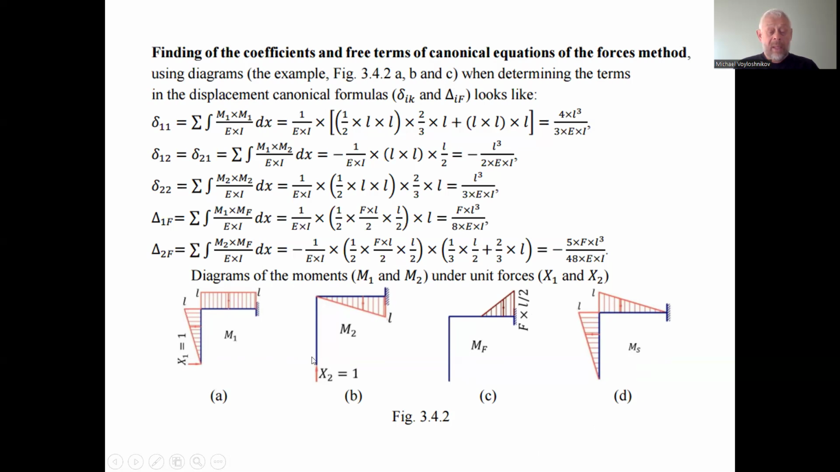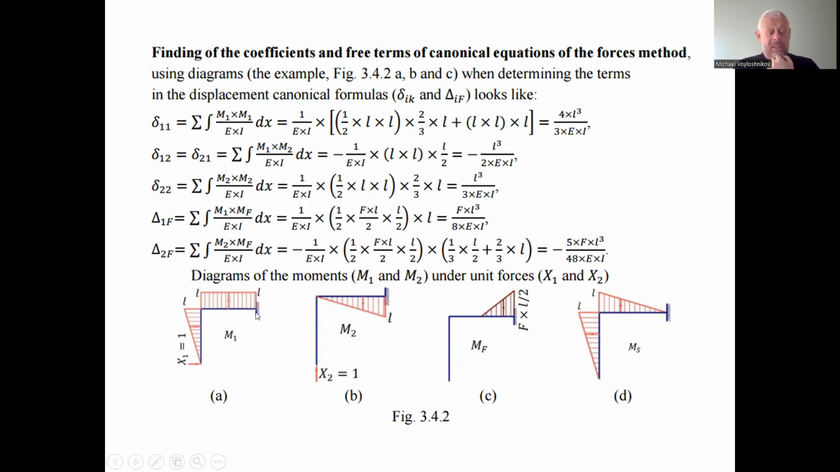For the first segment of the frame, we have zero bending moment under the action of the unit force in the first direction. For the second one, we have zero moment for the first. So when we combine this together, only the diagram of the bending moments under the influence of the first unit force remains.